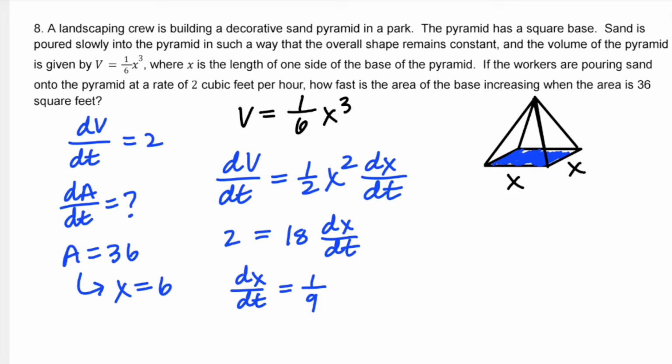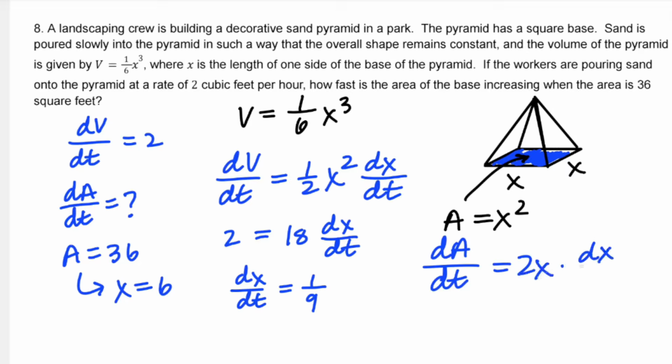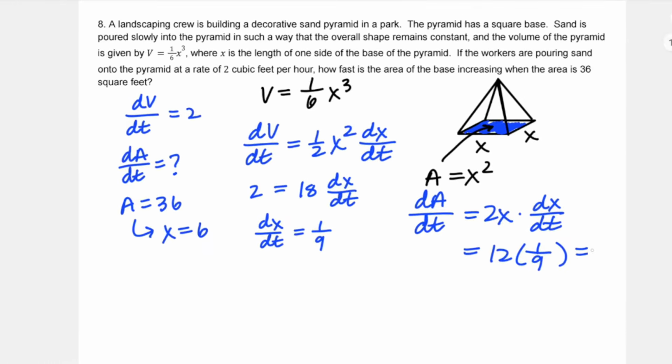And then we're going to say, okay, well, the area of the base is x squared. And then if we took the derivative of that, we have 2x multiplied by dx dt. And we know that 2x is going to be 12. dx dt was 1 over 9. So 3, 6, 9, 12. This is 4/3.